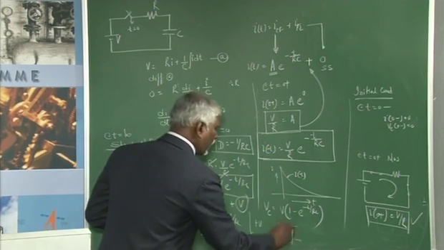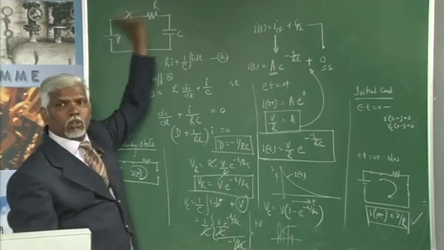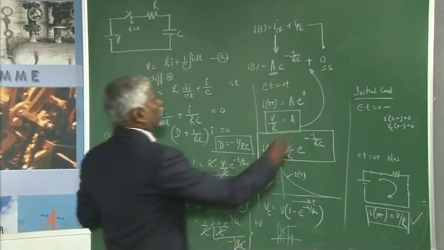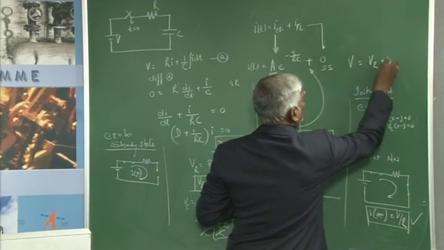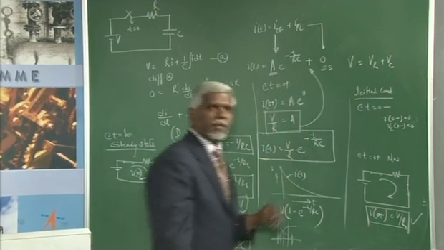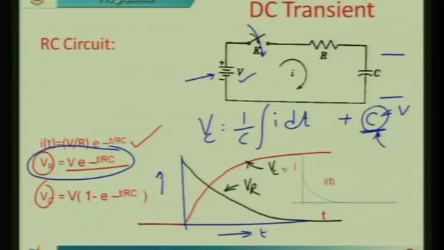At any point of time, the total voltage is equal to the supply voltage: VR plus VC is equal to V. So, the supply voltage V will be VR plus VC, the voltage across the resistor plus the voltage across the capacitor. So, this is what we found for the RC circuit. We will take a similar example to what we took for RL.